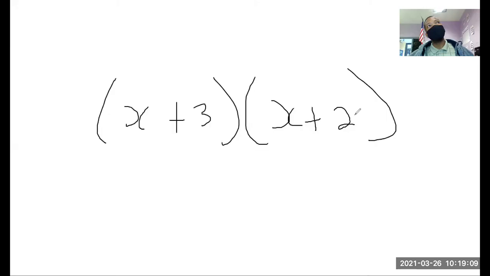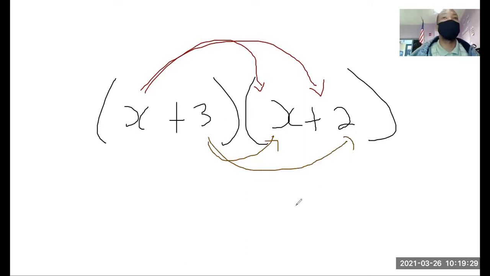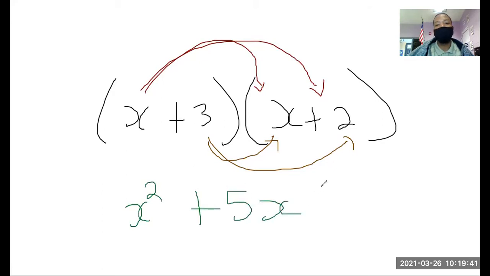I already have this quadratic expression right here. If we're going to solve these, we're going to do the distributive property. We multiply each term on the left by each term on the right. So when we solve this, we're going to get something that looks like x squared plus 5x plus 6. Because we would have gotten 3x and 2x, and then you'd have to add 3x and 2x, which makes it 5x, and then you do 3 times 2, which makes it 6.